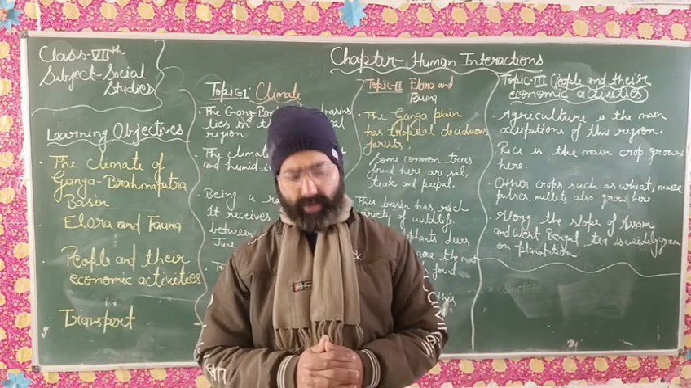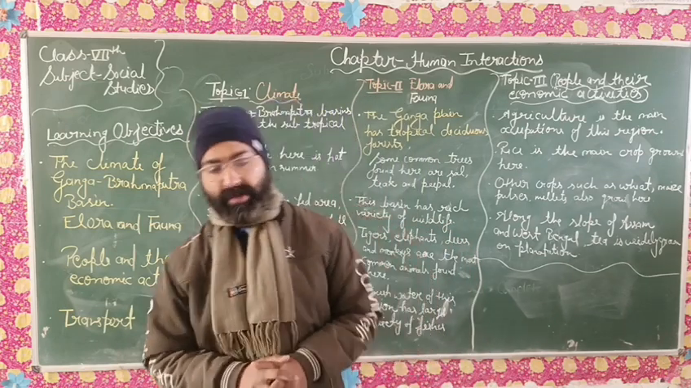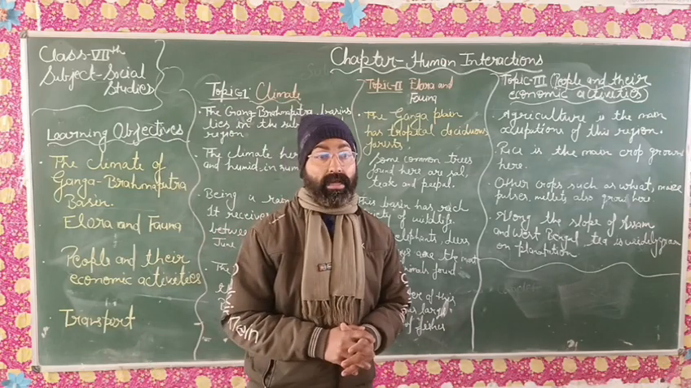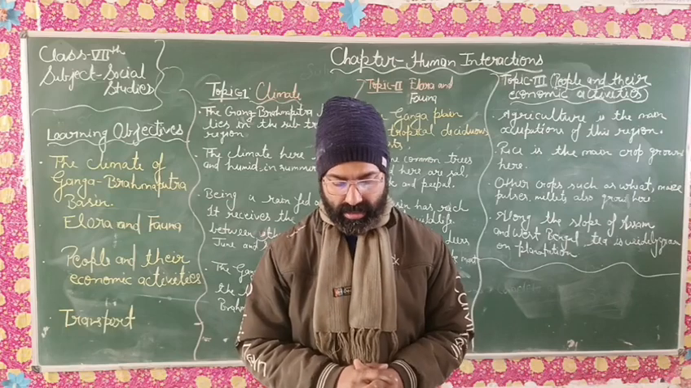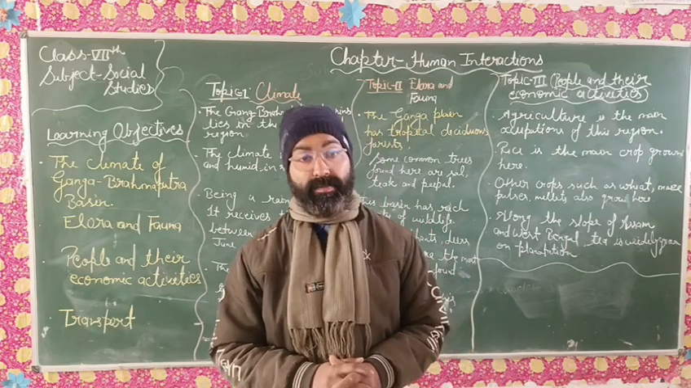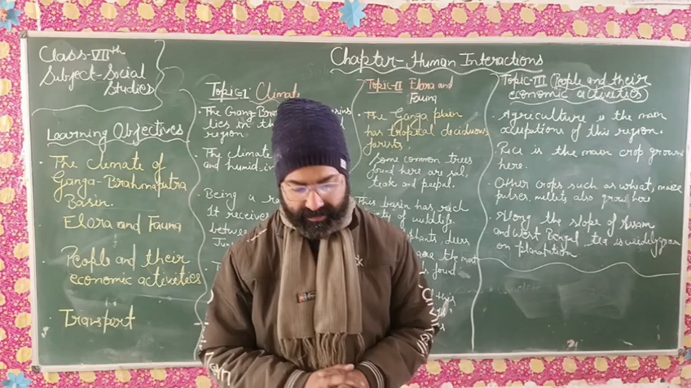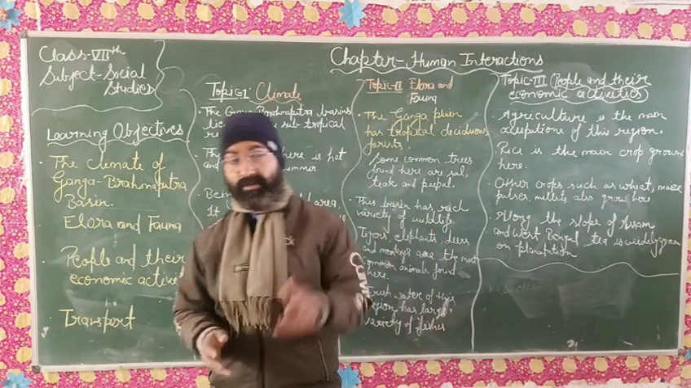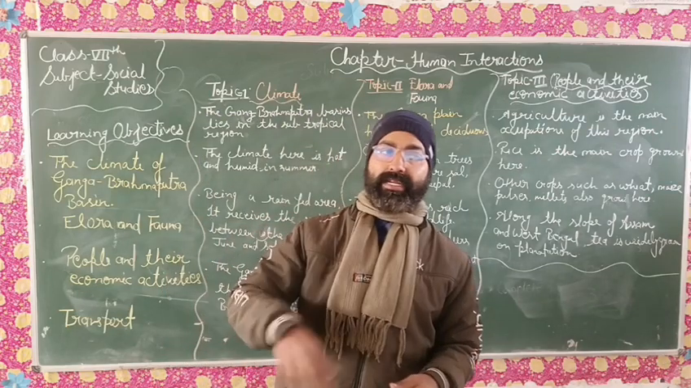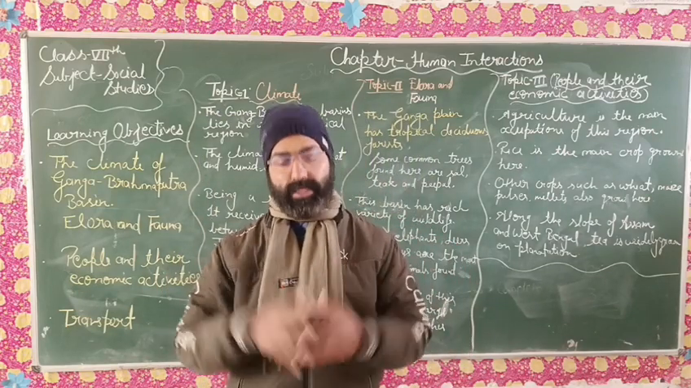Now, transport system. The Ganga Brahmaputra region has a well developed system of transport. In the plains, roadways and railways help in the movement of people and goods from one place to another. The rivers provide inland waterways. Inland waterways means people can travel through water bodies also.